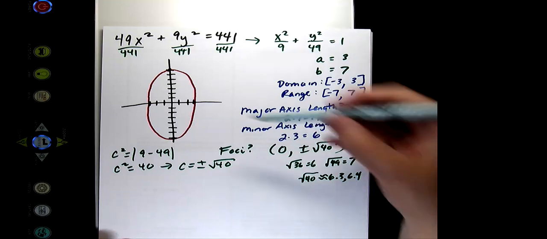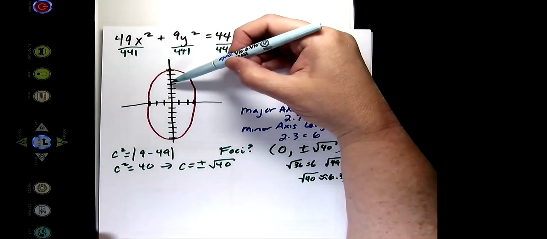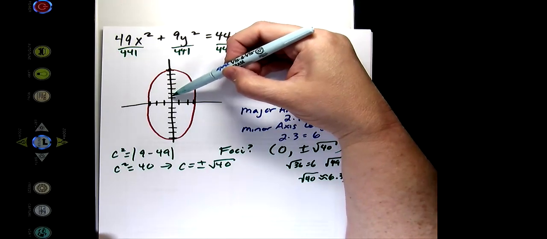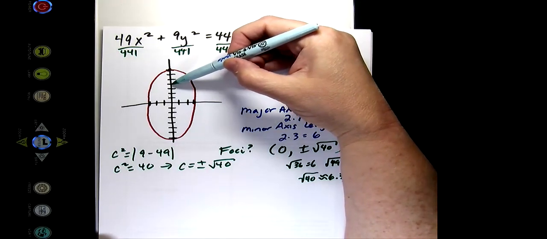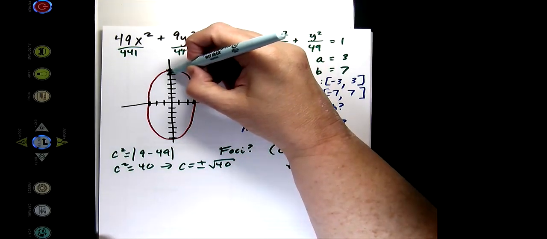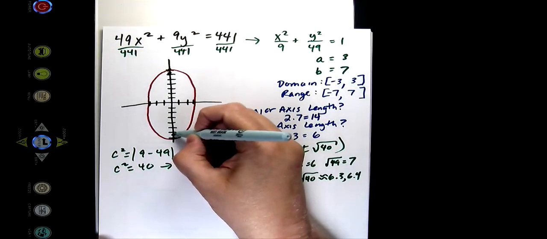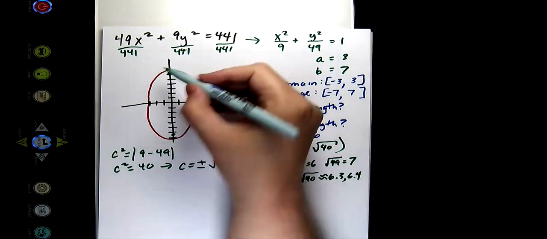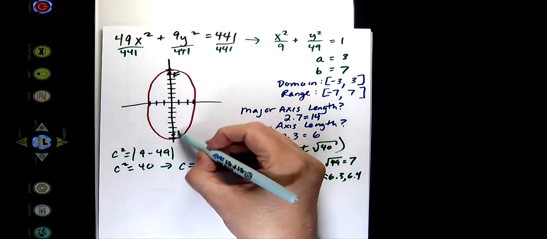So, going along the major axis, it's going to be closer to the 6 than the 7. So that's a foci, and that's a foci down there.